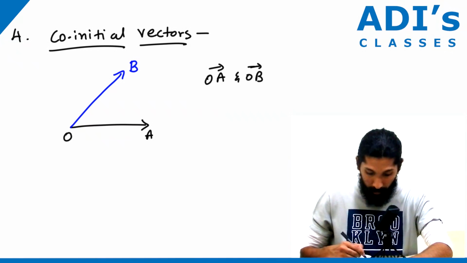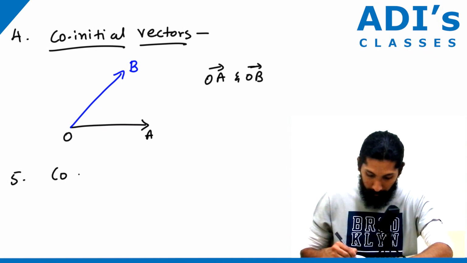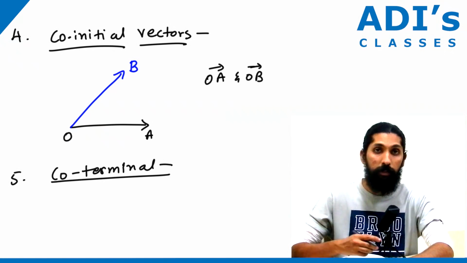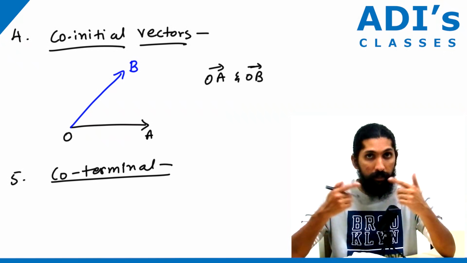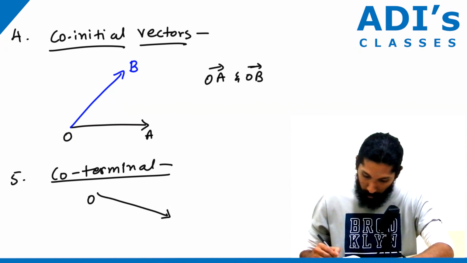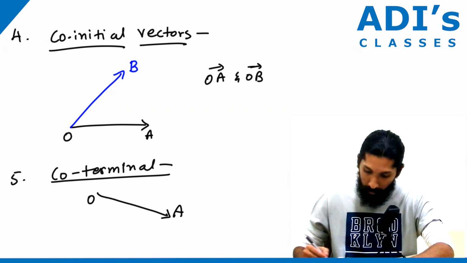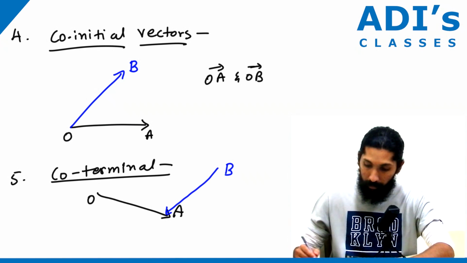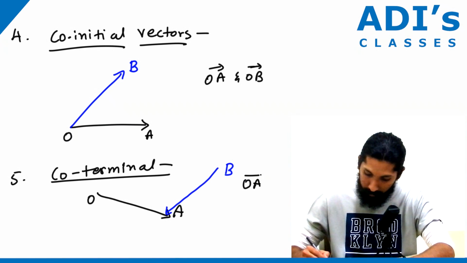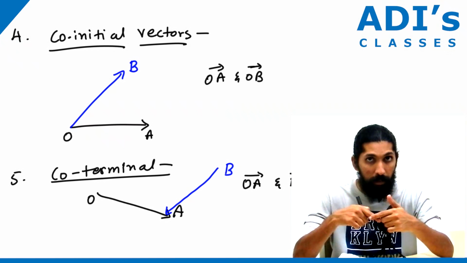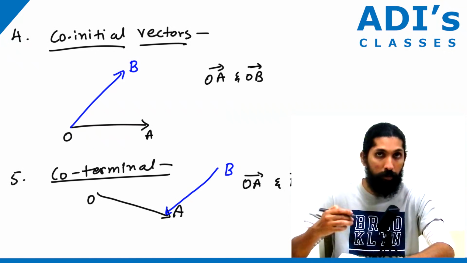Same way, we have co-terminal vectors. What does that mean? Both of them will end at the same point. Correct. Suppose you have one vector like this, say OA, and say you have another vector which ends here only. Say this is B, BA. So OA and BA are co-terminal vectors. They end at the same point A. Correct. These are the other two types of vectors.